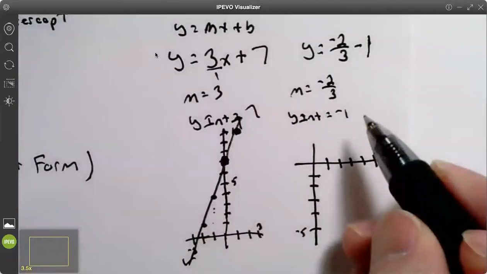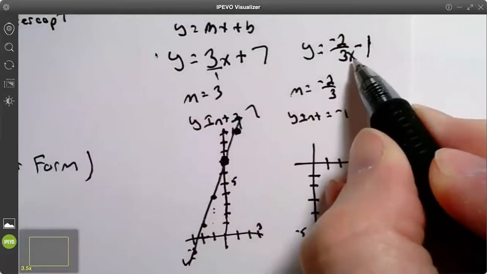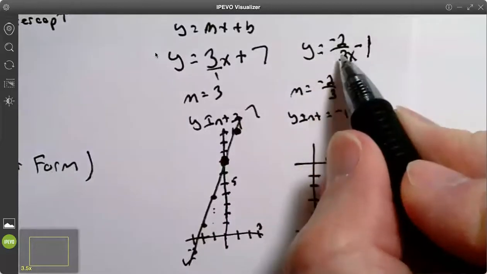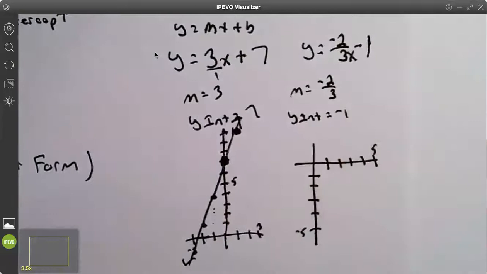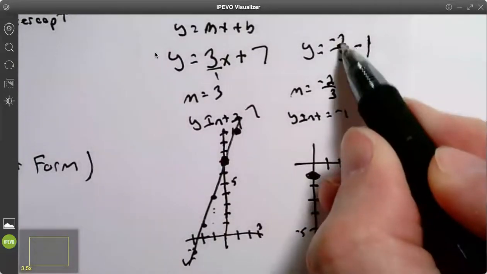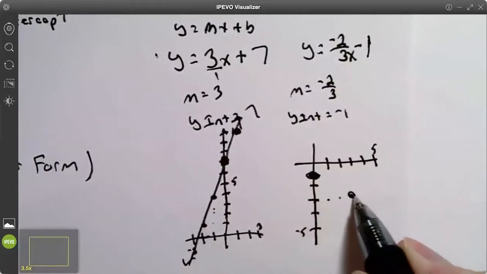Let's do this one. Y equals negative 2/3 x minus 1. And I failed to put that x earlier. My bad. Got to have an x there. The m before the x is your slope, negative 2/3. And the b after the x is your y-intercept, negative 1. So my y-intercept is negative 1. And from there, I rise negative 2, run 3. Rise negative 1, 2, run 1, 2, 3.